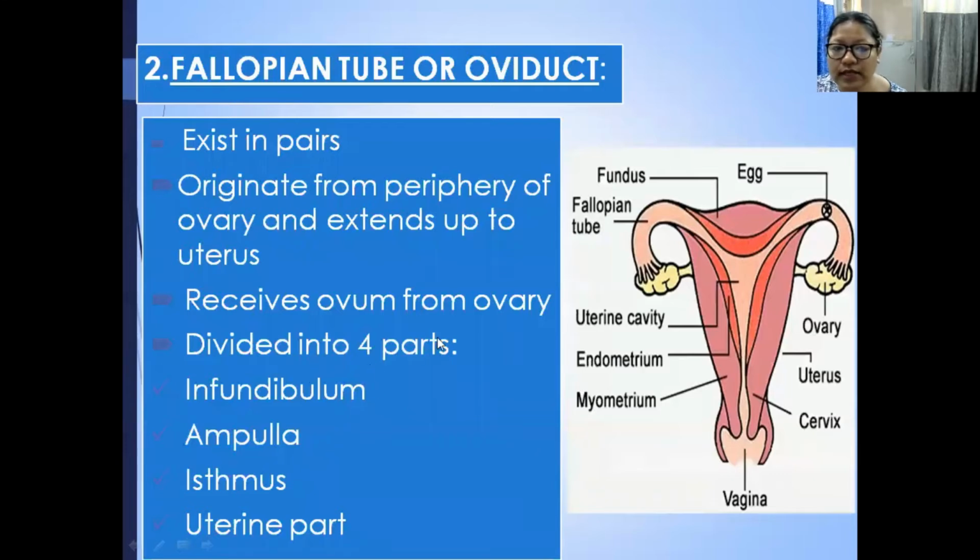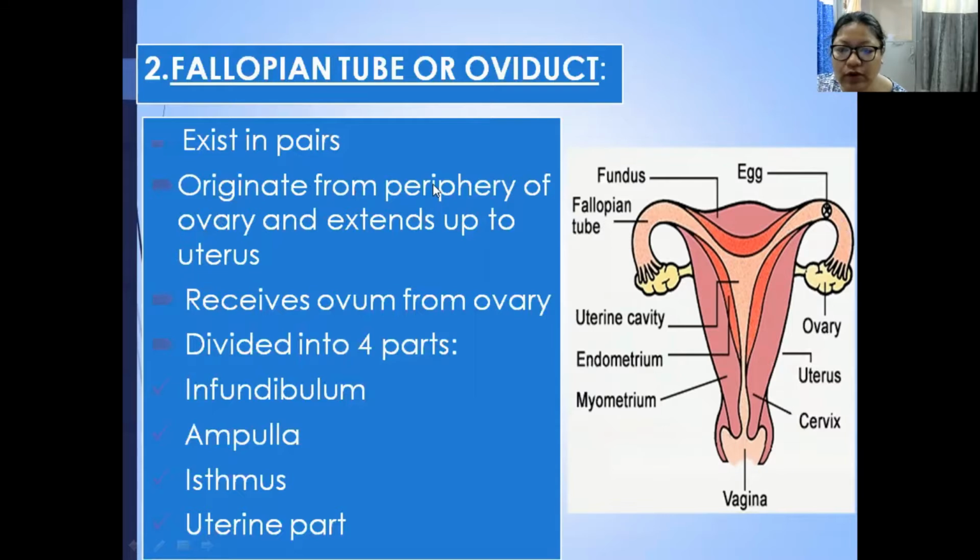Now we'll go to the second part of the female reproductive system, that is the fallopian tube, also known as the oviduct. It is called oviduct just so that it will be related to the other words like ovary, ovum. Just for that, it is given the name oviduct. So how does it exist? It exists in pairs. So where is the fallopian tube? Here is the fallopian tube. We see one on the left hand side and one more on the right hand side. So just like the ovary, they are also present, one on the left and one on the right. And where do they originate from?